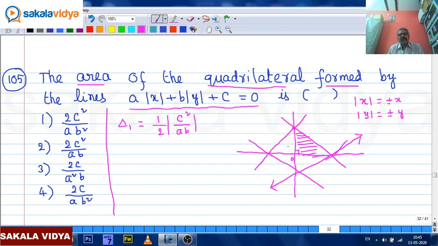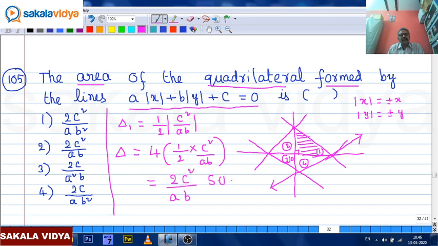How many such triangles do we have? 1, 2, 3, 4 triangles. They are equal only. So, delta is equal to 4 times half into c square by AB. So, this will be 2c square by AB square units. So, that means the second option is the right option.